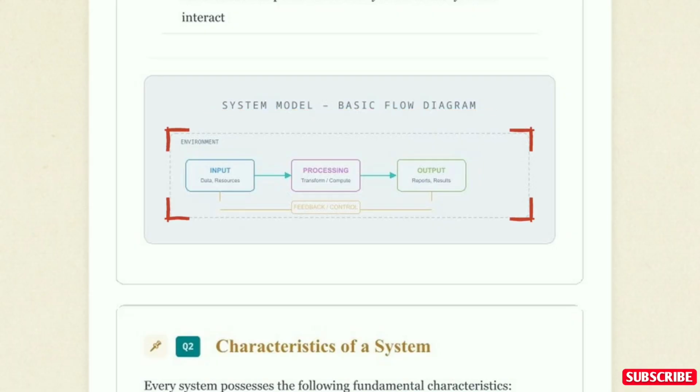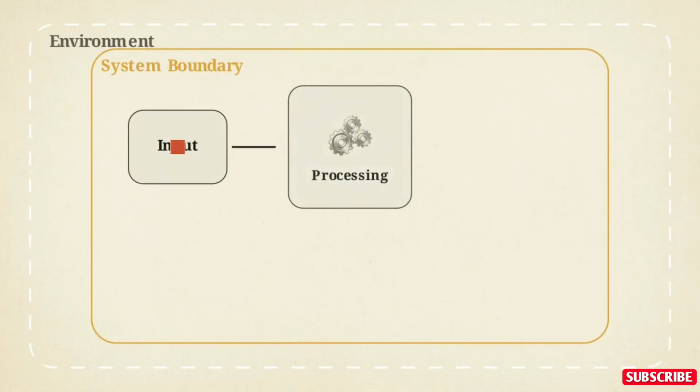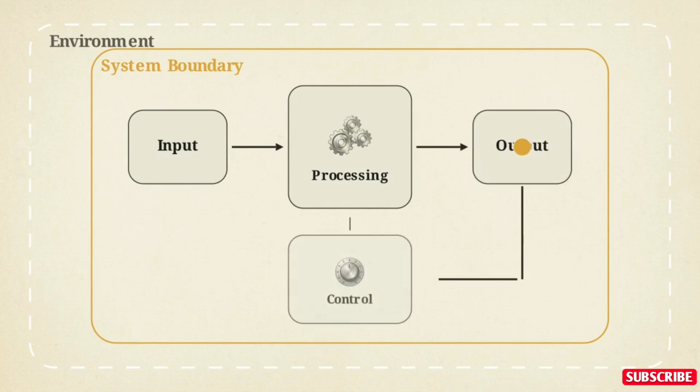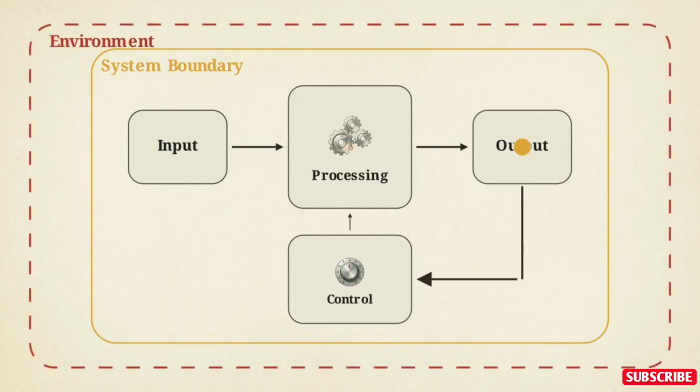A system is a set of interdependent components working to achieve a specific goal. It relies on a continuous loop, taking data as input, passing it through processing to create meaningful output, and using feedback to adjust its control mechanisms against the outside environment.